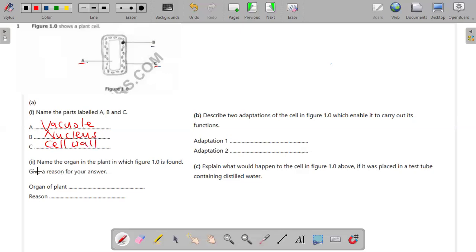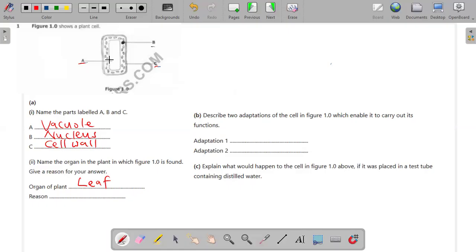Then part 2 says, name the organ in the plant in which the figure is found. Then they're saying give a reason for your answer. So the organ where this plant cell was found is the leaf. And the reason why is because of what it is showing.